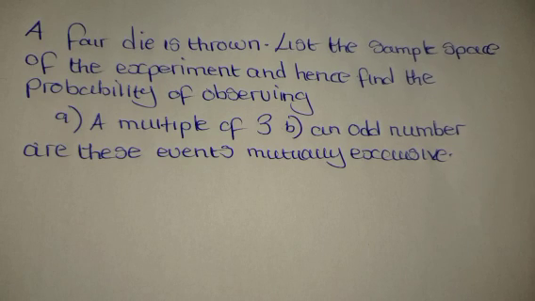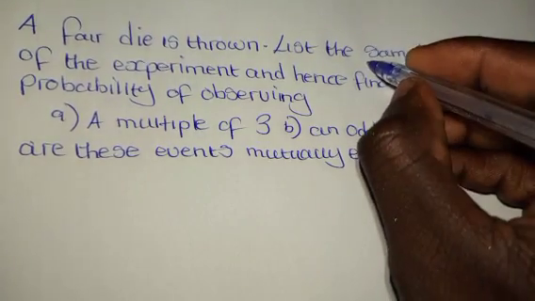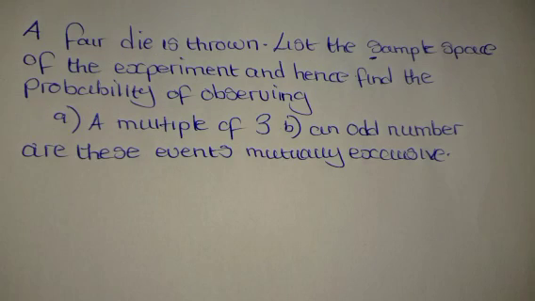Your host, Golden Zulu. So today we have one interesting question which reads: a fair die is thrown. List the sample space of the experiment and hence find the probability of observing a multiple of 3. So remember, a die is one which has 6 sides. So I have one keyword here. The keyword we have is the sample space.